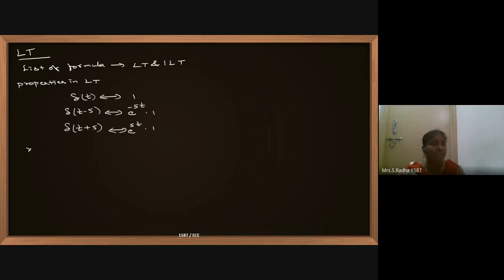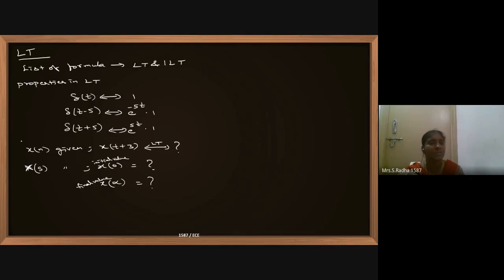For example, x of t is given. How to calculate the Laplace transform of x of t plus 3? For example, x of s is given. In Laplace transform, if x of s is given, how to calculate the initial value using x of s, and how to calculate the final value using x of s? This is called the initial value theorem, and this is called the final value theorem. This is another thing you have to go through, the first point, second point, third and fourth.